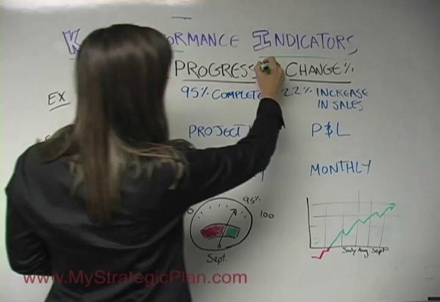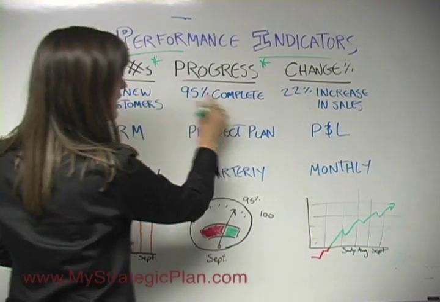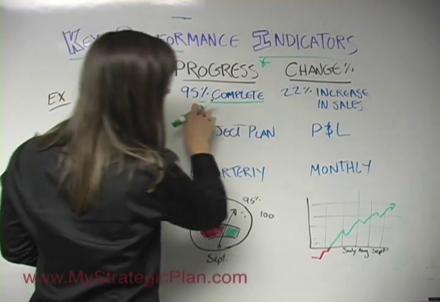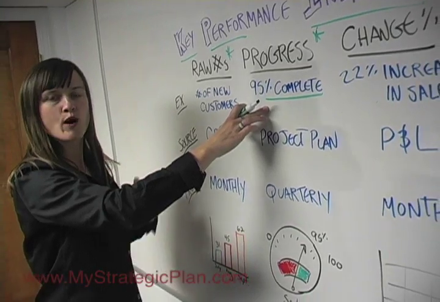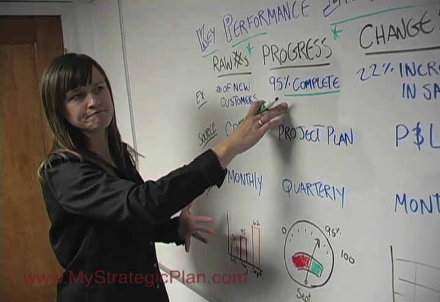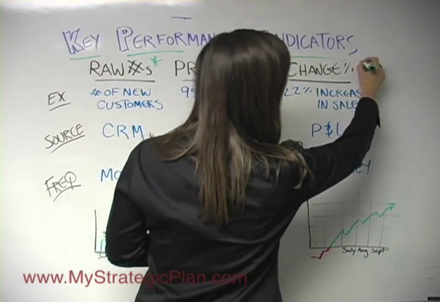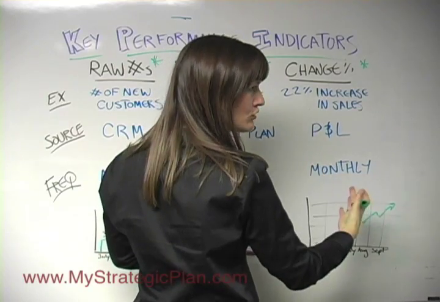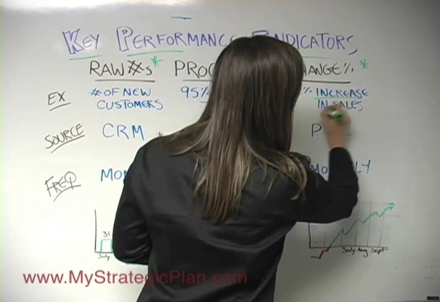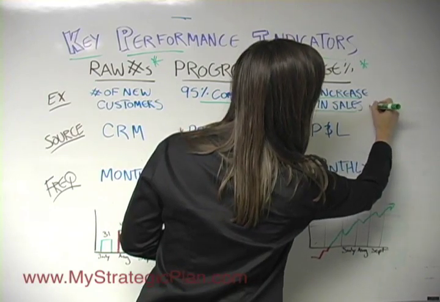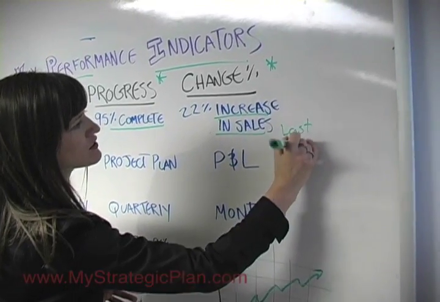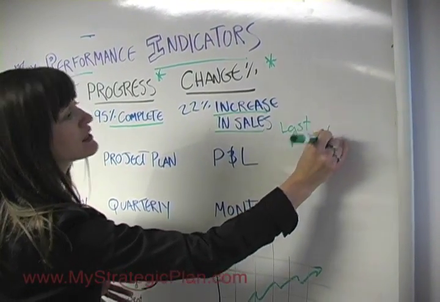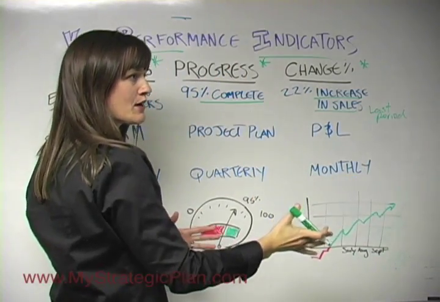The next type of measure is a progress measure, and it comes in the form of percent complete. Very project oriented: what percent complete is the item. And then the last type of measure is a change percentage or a directional measure. So increase in sales is an example over last period. So last month, last week, last year, whatever the case may be.